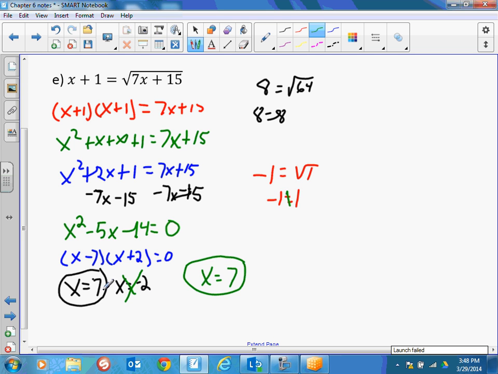Also, you should just know that if you take the square root of a number, you shouldn't ever end up with a negative, because otherwise you have an imaginary number. So those are things to think about on that. Very important that you check both answers.